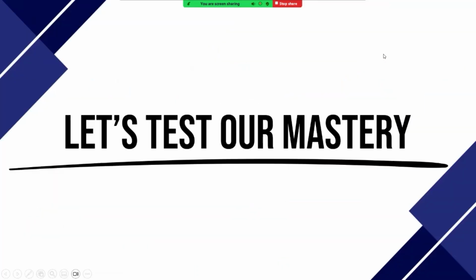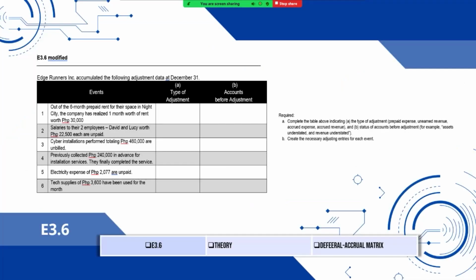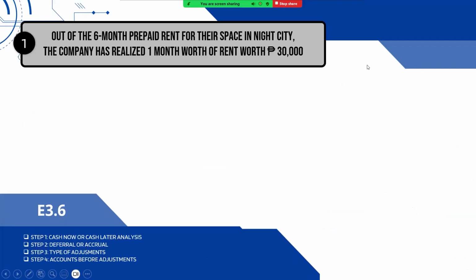So now the question is, let's test our mastery. The idea behind Edge Runners Inc. was to test our mastery in terms of our type of adjustment, our accounts before adjustment, and also the adjusting entries that we'll need. So first, out of the 6-month prepaid rent for their space in Night City, the company has realized 1 month worth of rent worth 30,000.